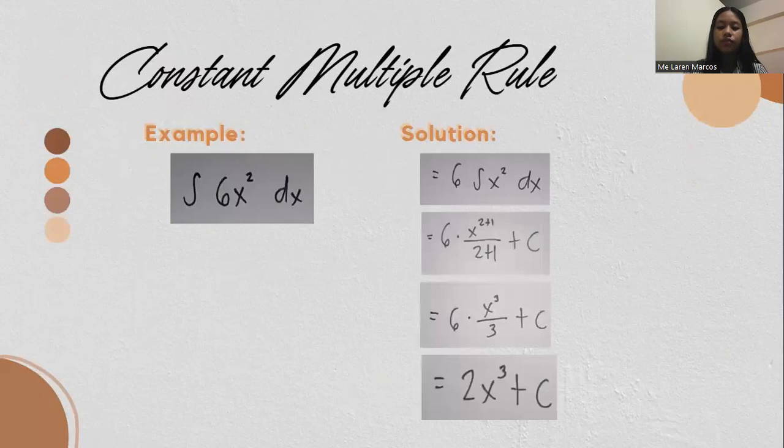The antiderivative of 6x squared dx. First, let's pull out the 6 of the integral sign, and we have the antiderivative of x squared dx. We're gonna multiply 6 by x to the power of 2 plus 1 over 2 plus 1 plus c. And we're gonna get 6 multiplied by x cubed over 3 plus c. And our final answer was 2x cubed plus c.